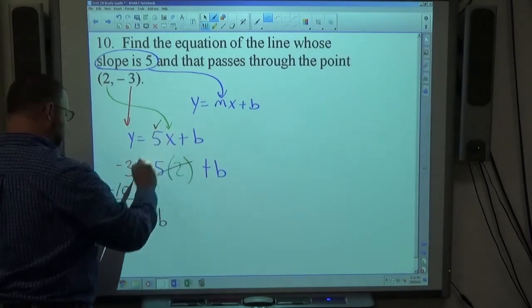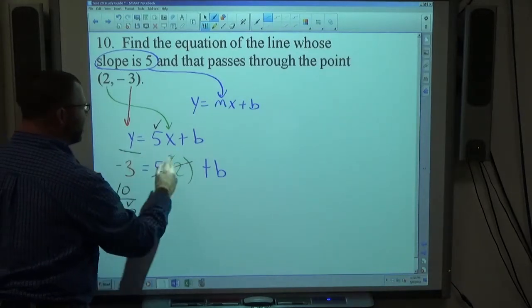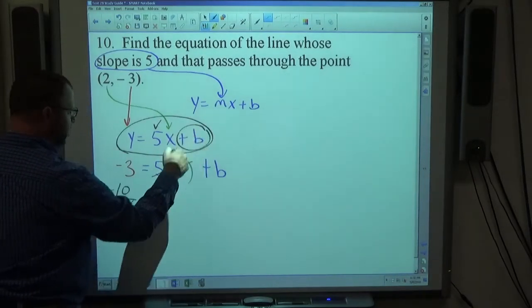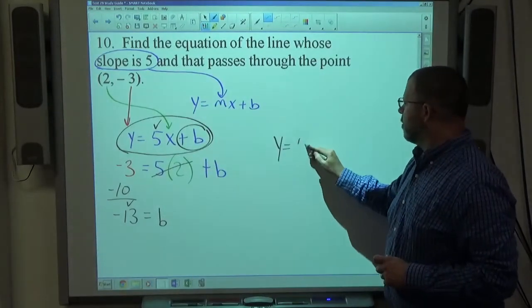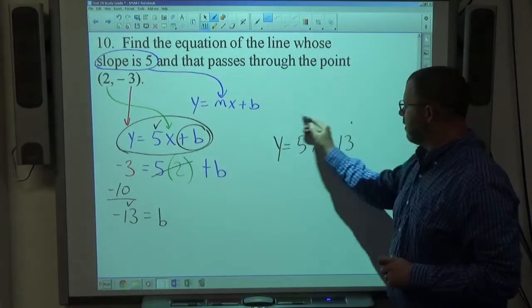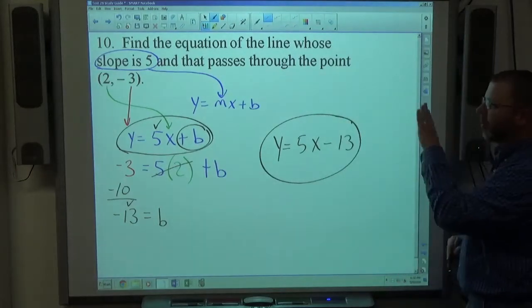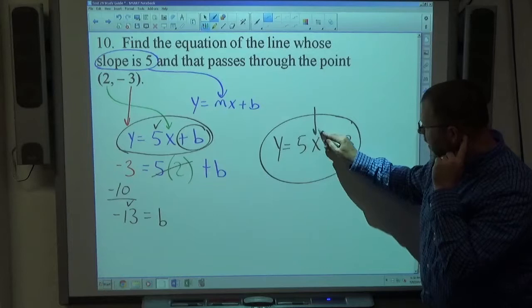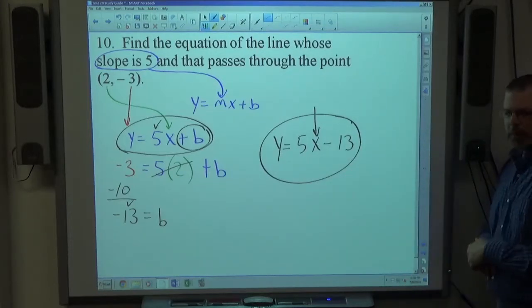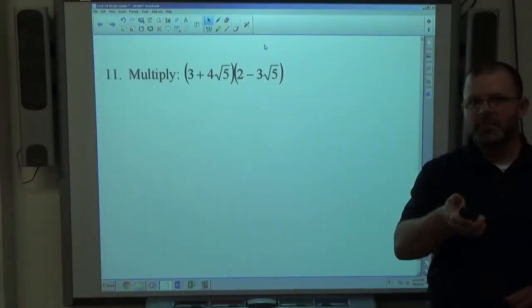And just like that, slope is 5, y-intercept negative 13. This is the structure of the correct answer. I'm going to replace b with what b equals. So I end up with y equals 5x minus 13 as my final answer. It says find the equation of the line, so make sure it's the equation of the line. A lot of people forget the x. Don't forget the x. It doesn't make a proper equation if the x isn't there.